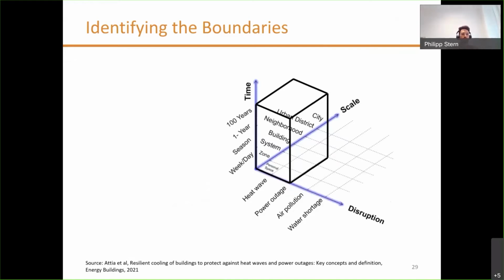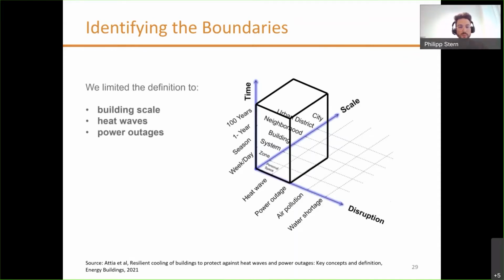So when we talk about resilience in terms of cooling, then we have to define boundaries, because resilience is not a common concept in the built environment. It comes more from a disaster risk assessment, and the scopes are usually much bigger. So first we had to define the boundaries. What are the boundaries when we talk about resilience?